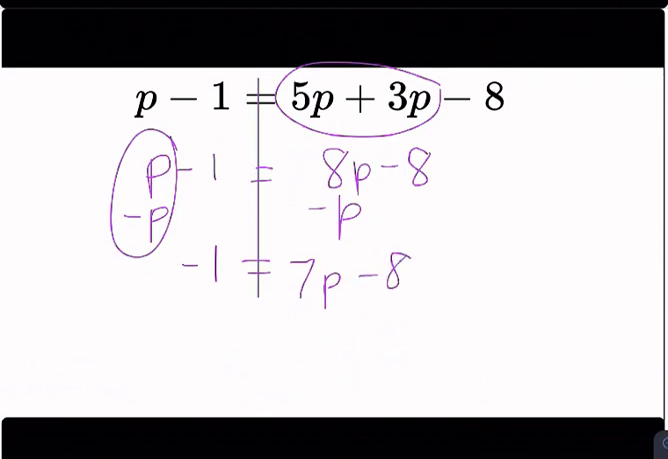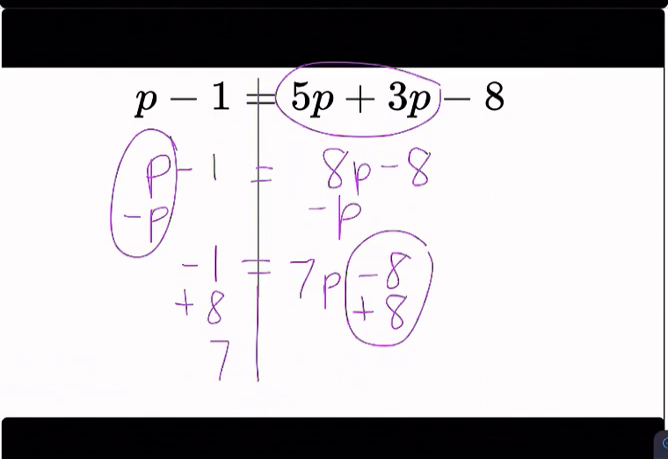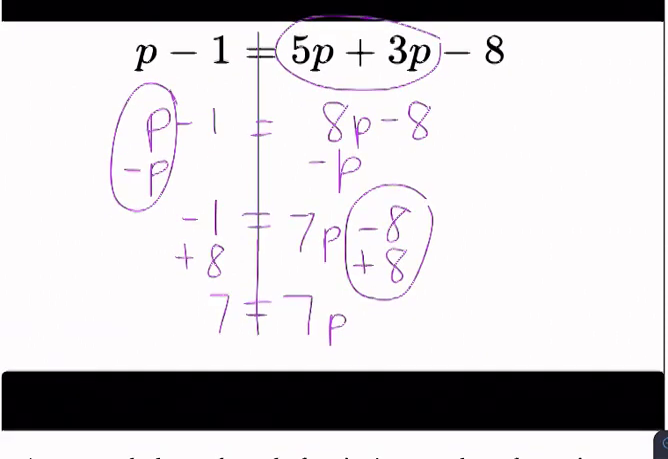I'm going to keep going. I want to get p all alone. So to get rid of that minus 8, I'm going to do the opposite, which is add 8 to both sides. And I'm going to be left, there's my 0, with positive 7 equals 7p.